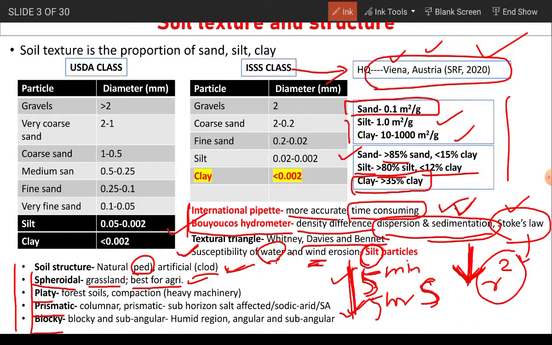Similarly, the prismatic can be of two types: columnar or angular. This columnar structure is seen in the subsurface horizon of salt affected areas of arid and semi-arid regions. Similarly, the blocky can be blocky and subangular, based on the angle of that. It is seen in humid regions.